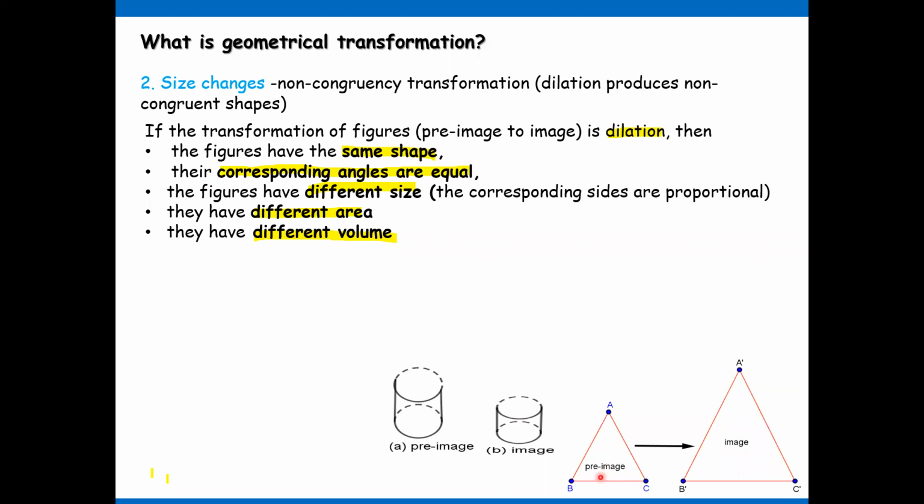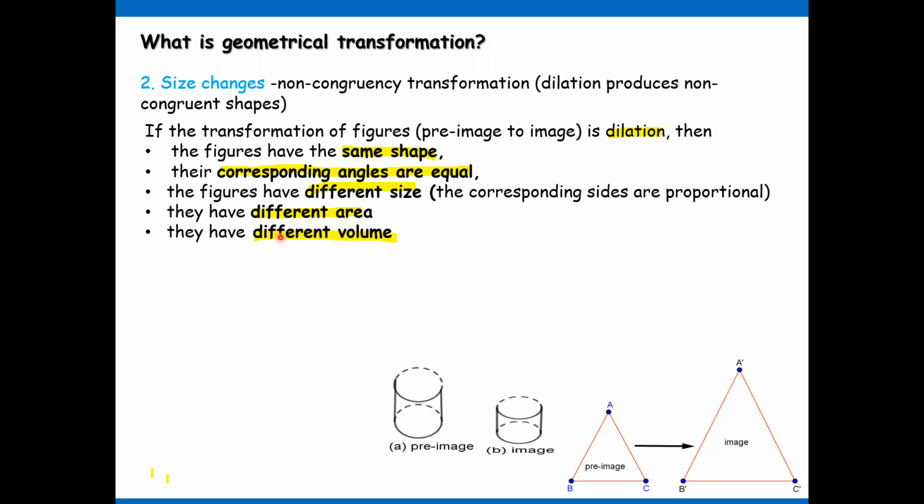Again, the pre-image triangle ABC is not the same as triangle A prime, B prime, C prime, right? But they are both triangles, right? Then different area. If you find the surface area of the cylinder in A, it won't be the same as the surface area of cylinder in B. The same can be said, you find the area of triangle ABC, it's not the same as triangle A prime, B prime, C prime, right?